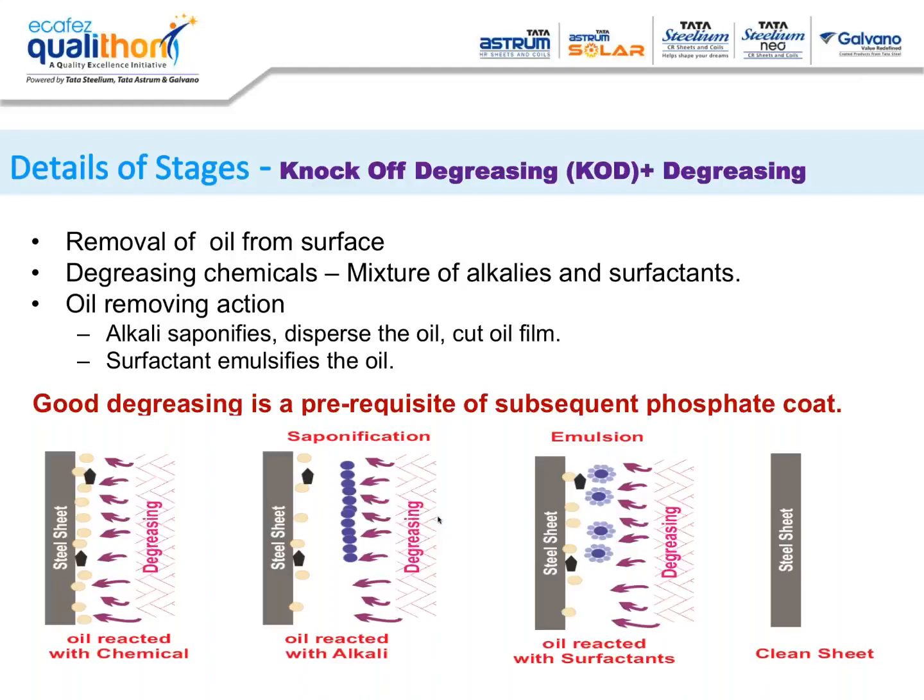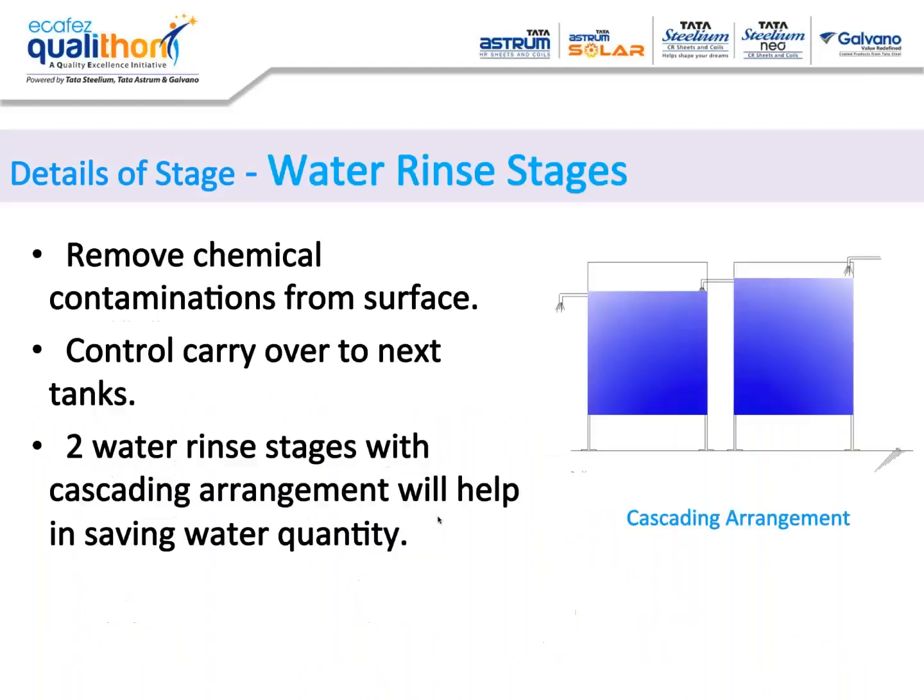Now good degreasing is a prerequisite of the subsequent phosphate coat. If you fail to do degreasing or clean the oil and grease from the sheet, whatever next reactions you are going to have will not happen to your satisfaction. All the water in stages.